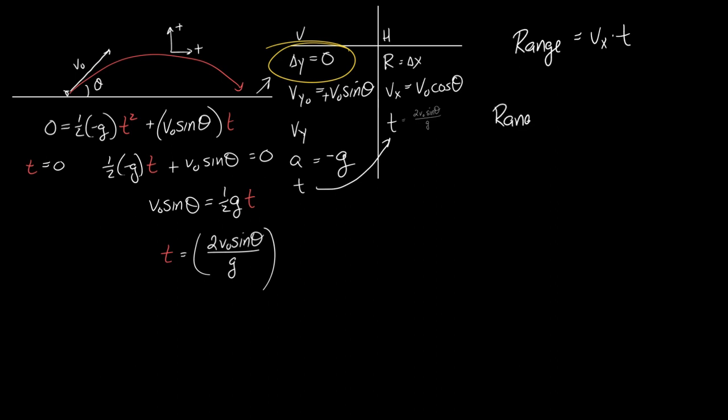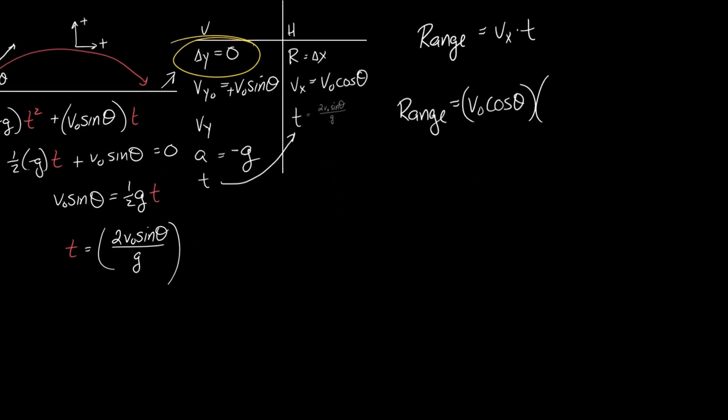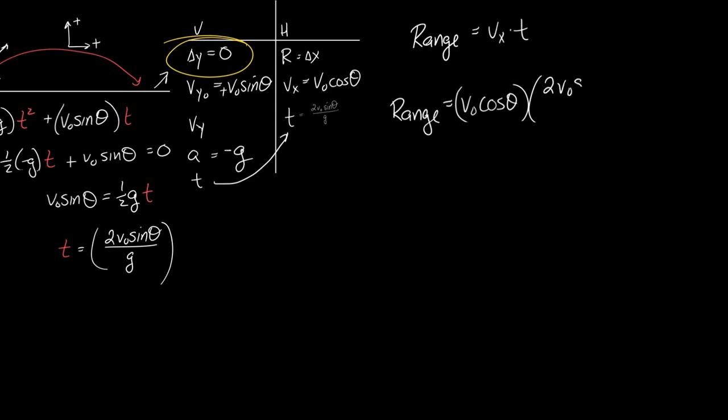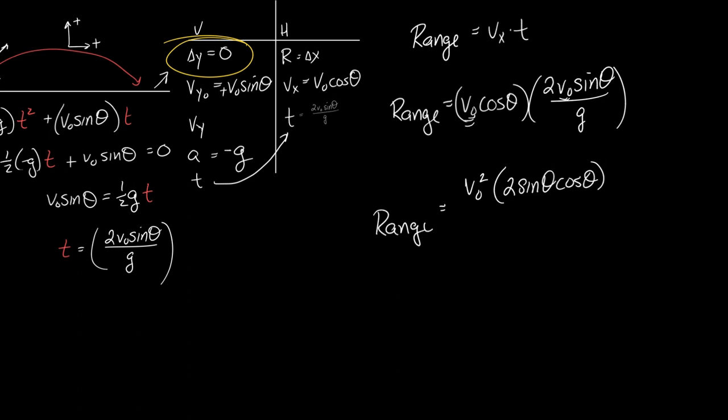Range equals vx, which is v naught cosine theta, times t, which is 2 v naught sine theta over g. I want to smash all that stuff together and combine stuff that is the same. So I have a v naught and a v naught, so that's v naught squared times 2 sine theta cosine theta, all divided by g.